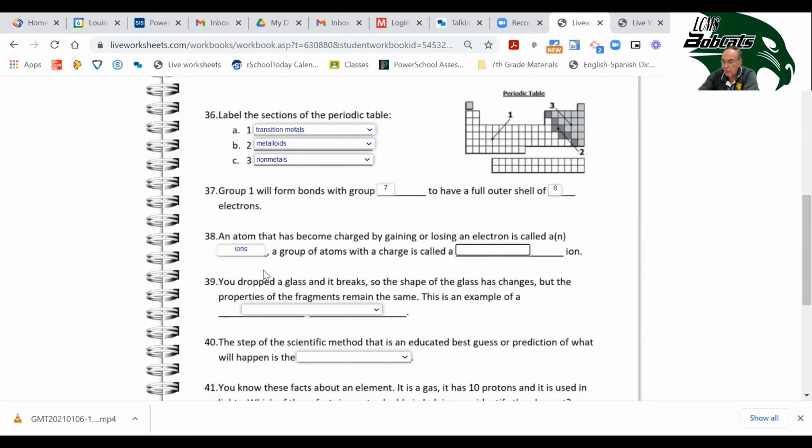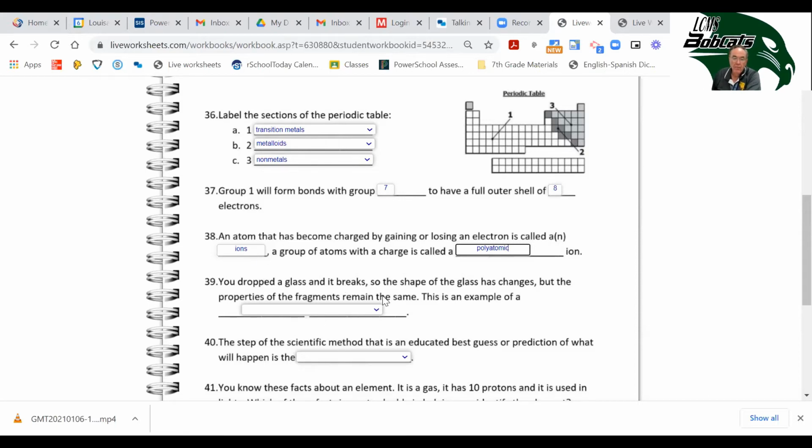And a group of atoms where there was more than one is called poly, which means more than one, like a polygon has multiple shapes. A polynomial has more than one nomial, and they're polyatomic. They have more than one atom.